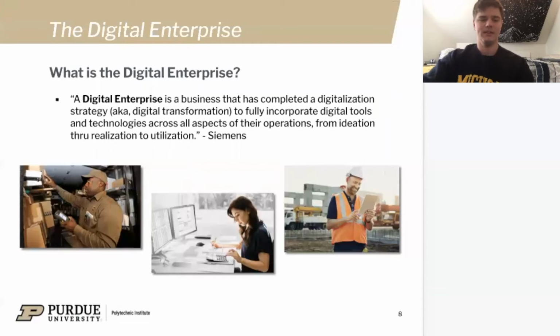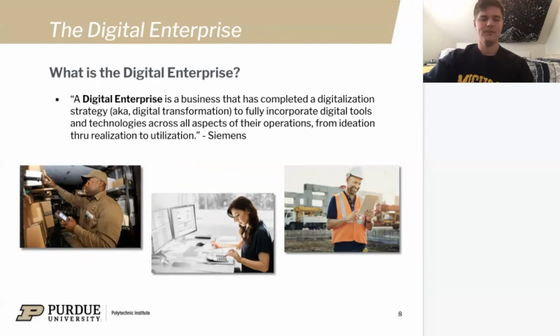What is the digital enterprise? Siemens, the creator of Teamcenter, defines the digital enterprise as a business that has encompassed a digitalization strategy, aka digital transformation, to fully incorporate digital tools and technologies across all aspects of their operation, from ideation through realization to utilization.